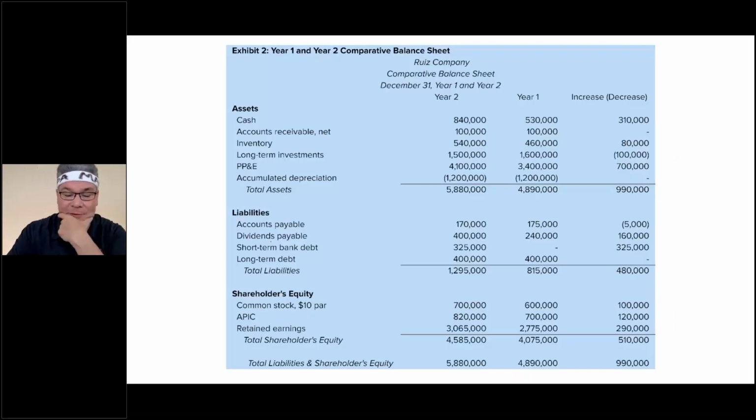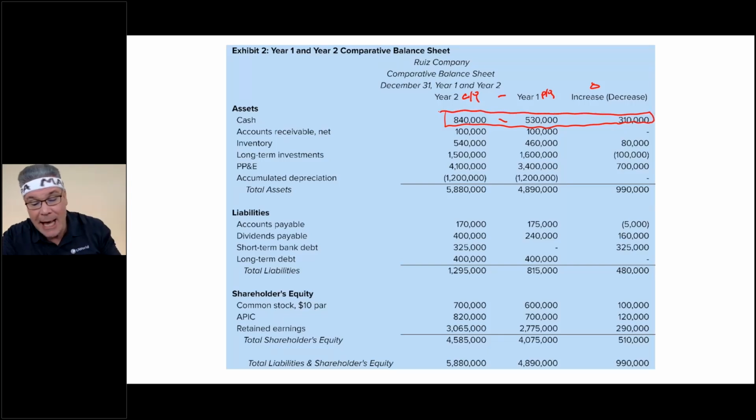Here is my comparative balance sheet. The first thing I want to do is check out my cash. Year 2 is the current year, year 1 is the prior year. Current year minus the prior year, there is your change in that activity. Current cash 840, prior year 530, change in cash should be 310. I go back and cross-reference with the statement of cash flow. Beginning cash should be 530, the ending cash should be 840.